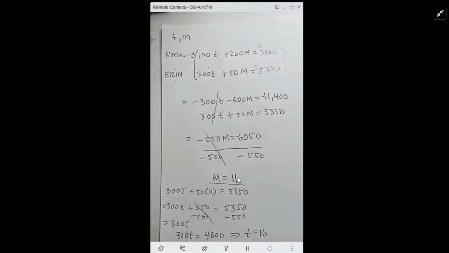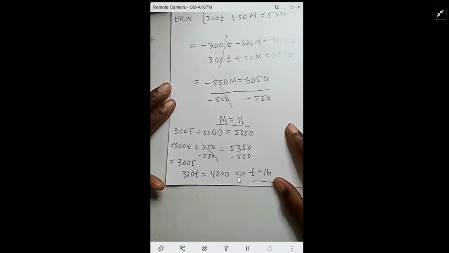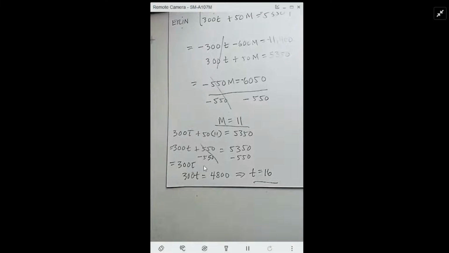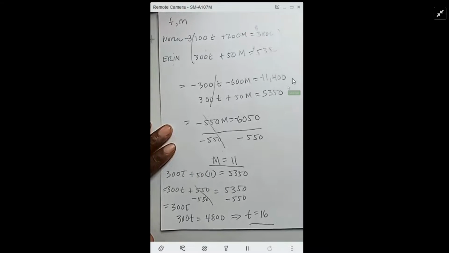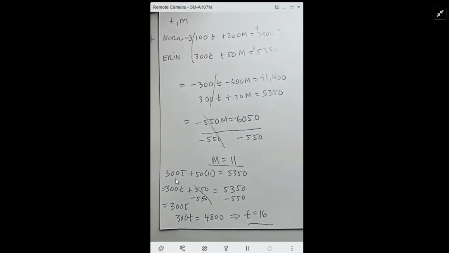So I want to plug that in to one of the first equations and solve for T. I plugged it into Erin's equation. I can just leave this here. And 300T plus 50 times 11. 50 times 10 is 500 plus 1 more is 550.